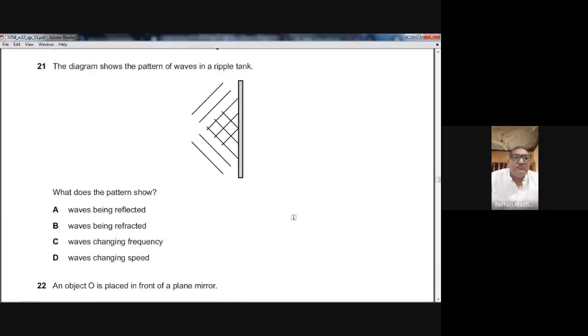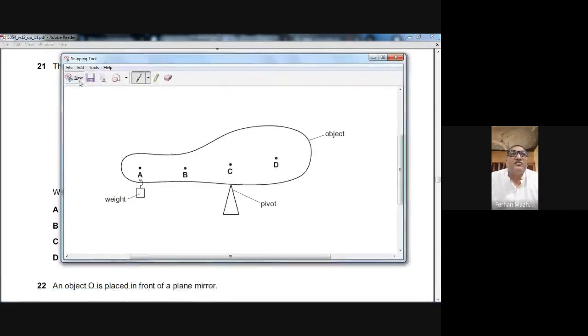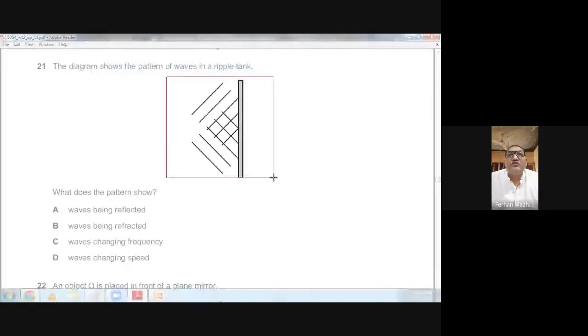The diagram shows the pattern of waves in a ripple tank. What does the pattern show? The waves are, let me show you. This is question number 21. Let me show you what is actually happening.